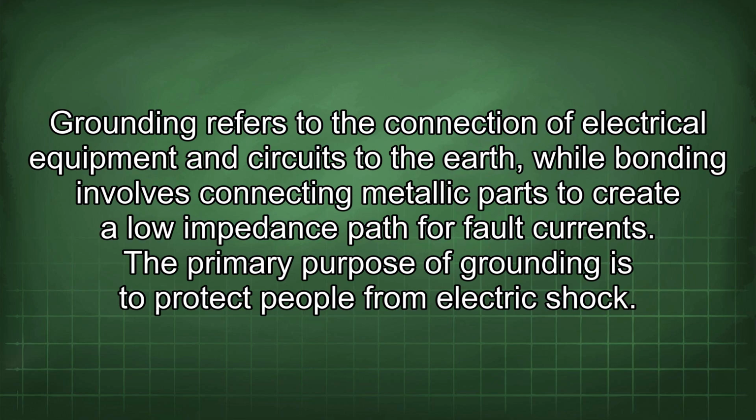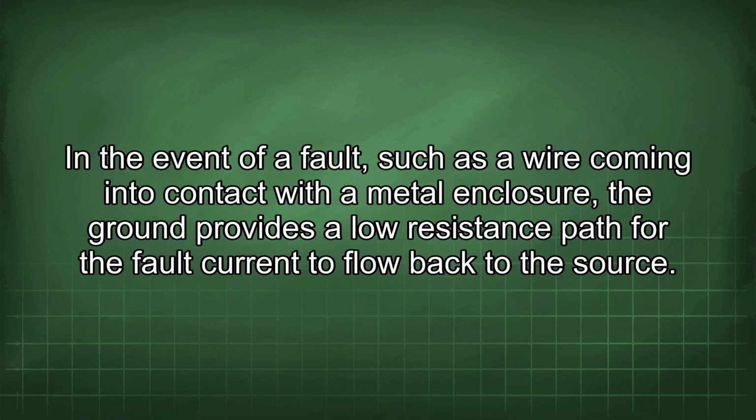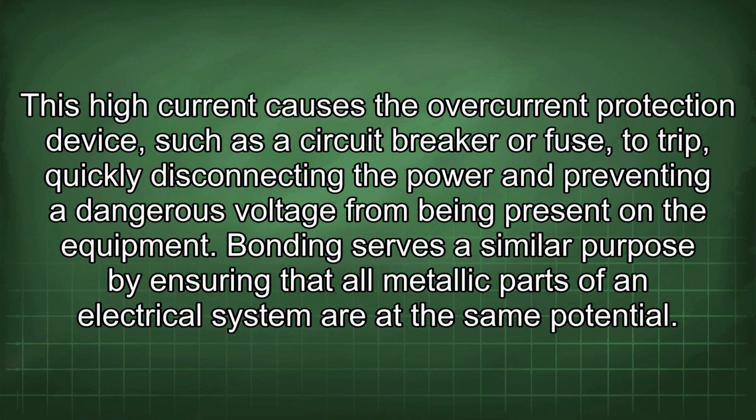The primary purpose of grounding is to protect people from electric shock. In the event of a fault, such as a wire coming into contact with a metal enclosure, the ground provides a low resistance path for the fault current to flow back to the source. This high current causes the overcurrent protection device, such as a circuit breaker or fuse, to trip, quickly disconnecting the power and preventing a dangerous voltage from being present in the equipment.